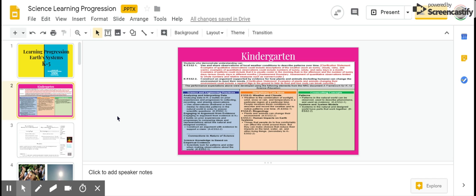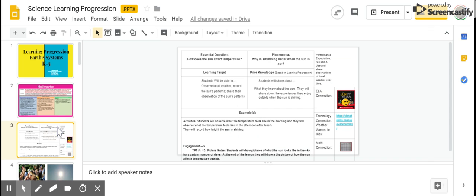So, under this kindergarten standard, the students will incorporate those three disciplinary core ideas into activities and learn about the Earth systems through those three disciplinary ideas. So the essential question for kindergarten is, how does the sun affect temperature? And the phenomena is, why is swimming better when the sun is out? So basically, they will be learning about how the sun affects the temperature outside.